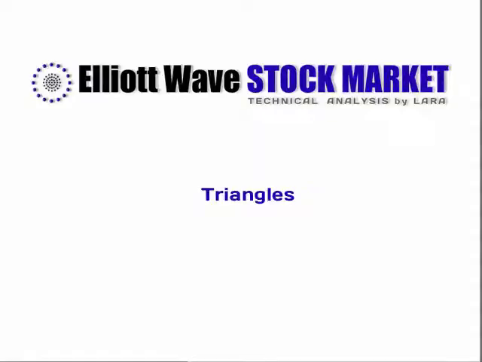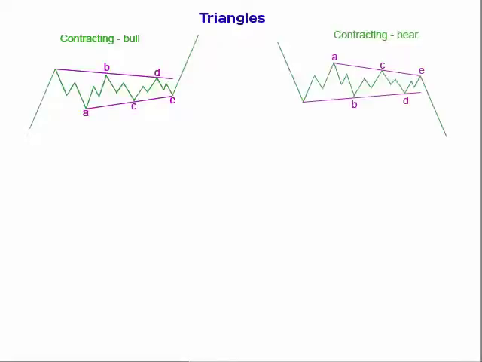Hi, this is Lara at Elliott Wave Stock Market with the fifth video in this education series where I'll cover the structure and main rules for triangles. There are three main types of triangle. The most common type of triangle is a contracting triangle.